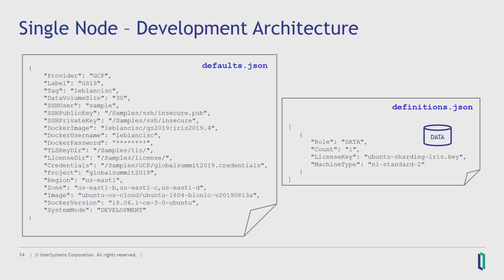And then over here, the definition file is just a single node cluster. So I want one data node. I'm pointing it to a license key and defining my machine type, just a small N1 standard. That's the Google-specific terminology for the machine types. It's going to be different in AWS, but we document that as well.